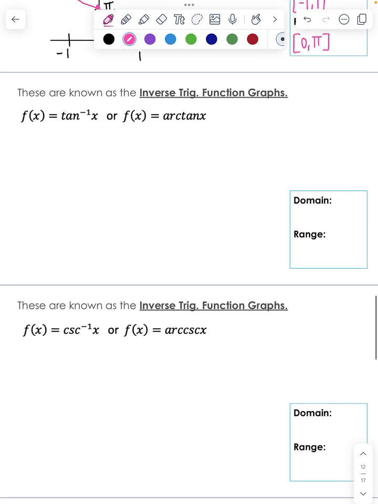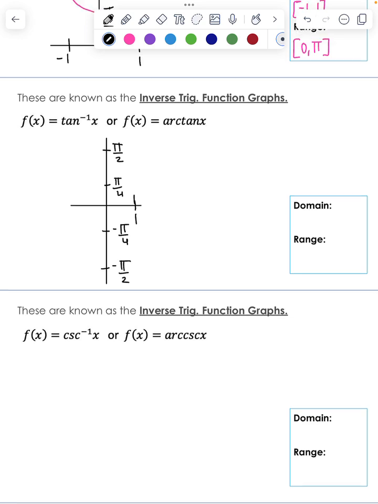Okay, now for tangent. Tangent, we're going to go from pi over 2 to negative pi over 2. But you need your pi over 4s here. Okay, tangent 0, 0, and then your increasing S-curve. And then you just need an asymptote at pi over 2 and negative pi over 2. Notice I do have arrows pointing right and left because I'm not restricting the domain, I'm restricting the range.